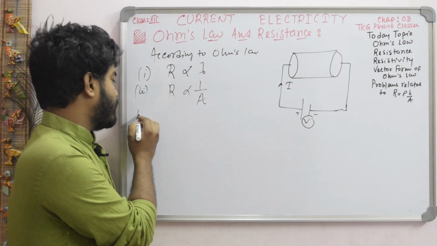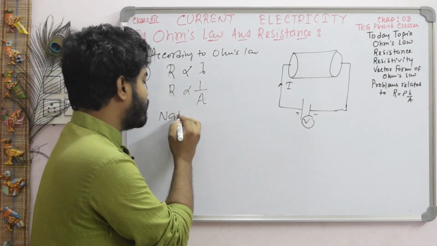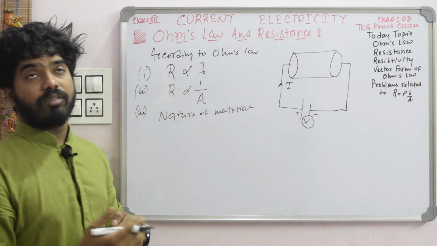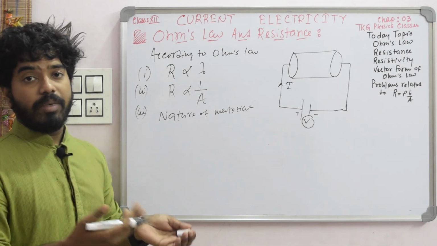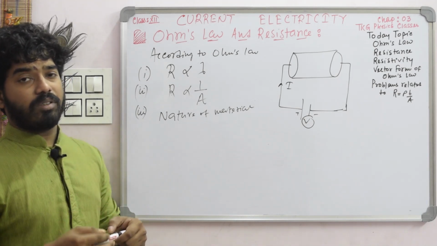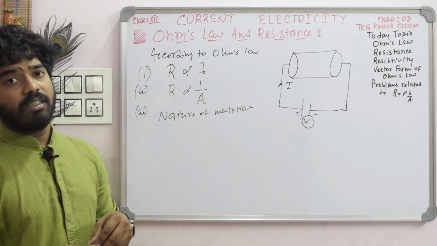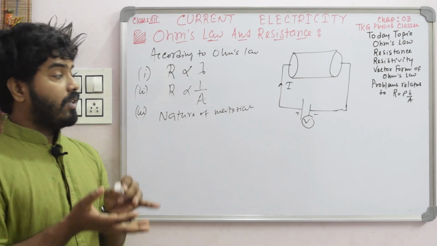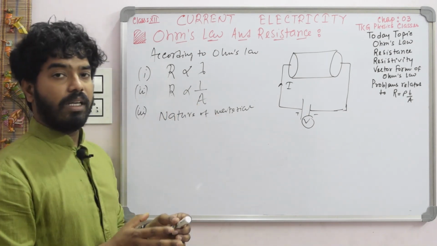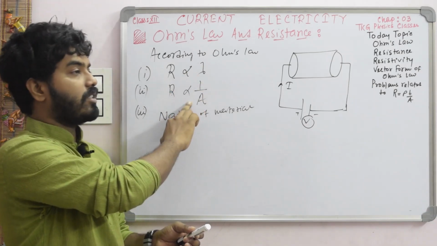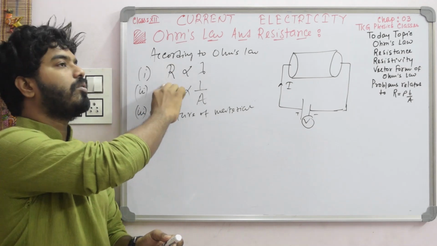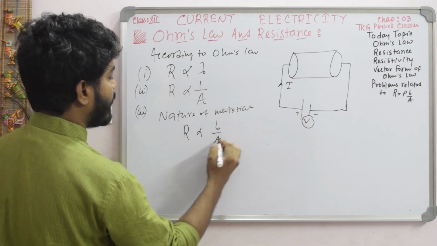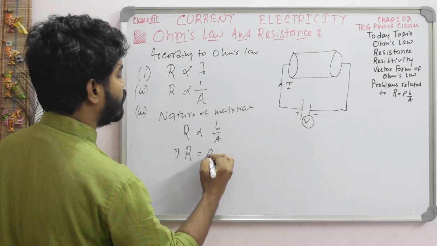And there is another point, third point: resistance depends upon the nature of the material. If we consider, suppose, a nichrome wire and a copper wire of the same length and same area of cross section, there is a different resistance. Nichrome wire has more than 16 times the resistance of copper. So resistance depends upon the nature of the material, and it is directly proportional to length and inversely proportional to area of cross section. Now combining these two equations, what will happen? R becomes L by A. So R will be rho L by A.